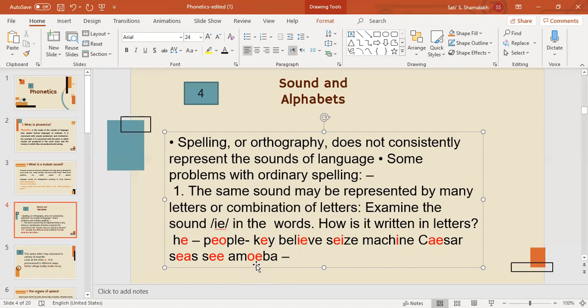That's why we have to learn phonetics. That's why phonetics is important, and it will be easy. You will learn how to read these things and how to read combinations of letters. You will learn everything, so it's not difficult.